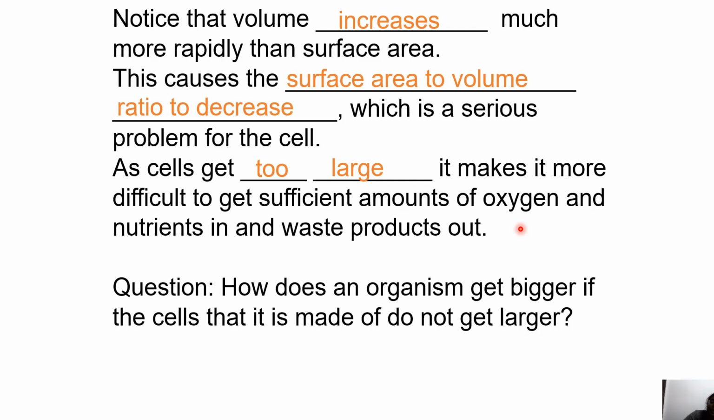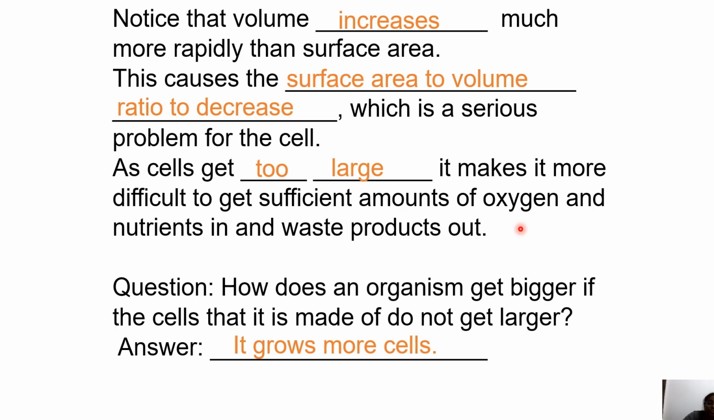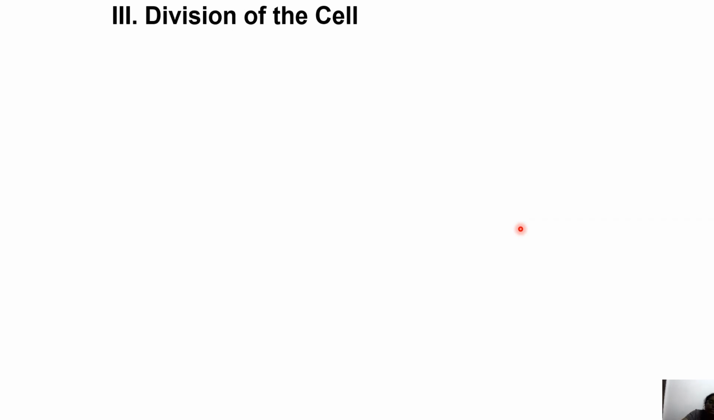But how does an organism get bigger if the cells that it is made of do not get larger? It grows more cells, right? So how does it get bigger? How does one organism start as a small thing and then get bigger? Because it grows more cells.